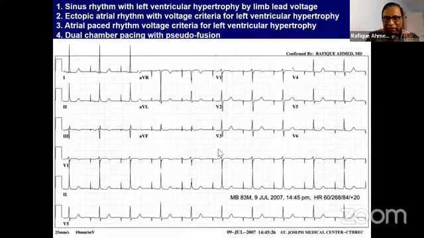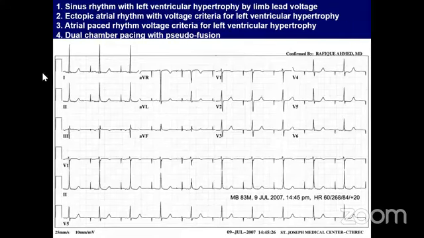So this is interesting. Anybody wants to comment from the faculty on this ECG, or do you want me to do it? Wadud sir. I request Professor Wadud Chaudhary sir to make a comment.